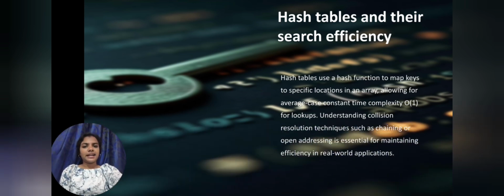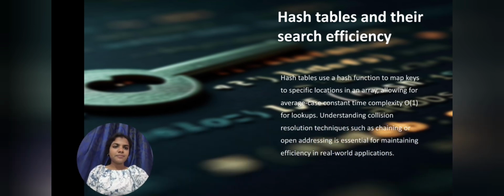Next, we are going to see about hash tables and their search efficiency. A hash table uses a hash function to map keys to specific locations in an array, allowing for an average case constant time complexity of O of 1 for lookups. Understanding collision resolution techniques such as chaining or open addressing is essential for maintaining efficiency in the real world.